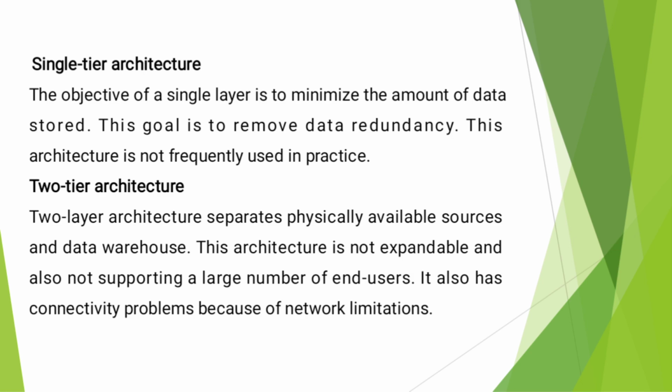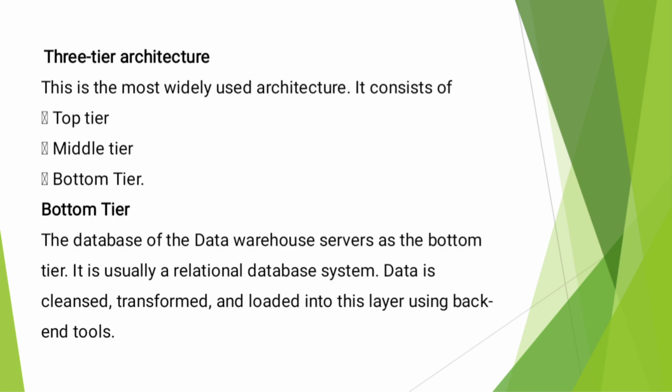Next one is two-tier architecture. Two-tier architecture separates physically available sources and data warehouses. The architecture is not expandable and also does not support a large number of end users. It also has connectivity problems because of network limitations.